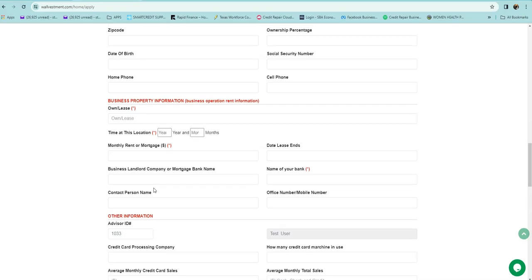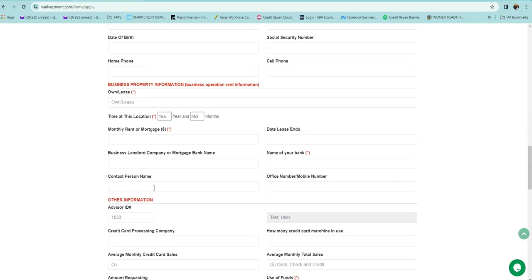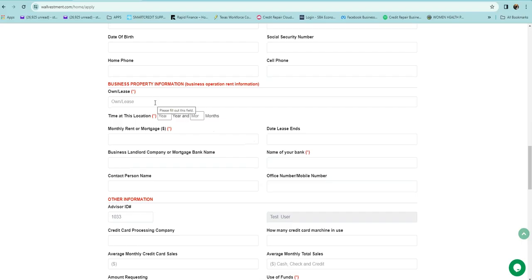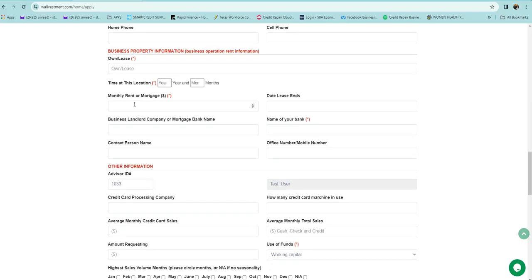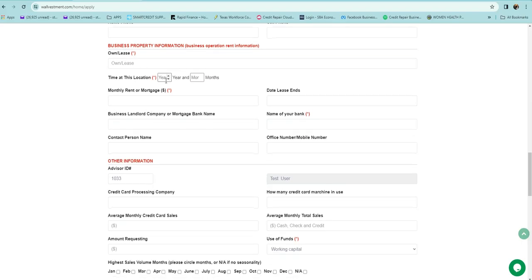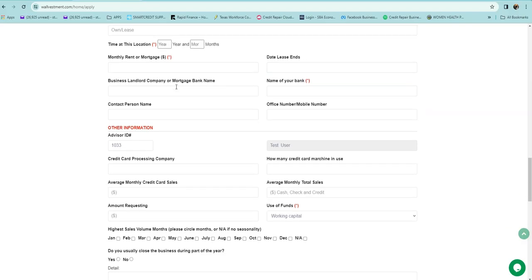So, own or lease is the location of business, own or lease. So type it here. Time at this location. So how many years they have been here? 7 years, 0 months, 1 month, whatever. Type it here. Monthly rent or mortgage. So how much are they paying rent for? Type it here. $2,000 a month. Type it here. Okay. Date the lease ends.